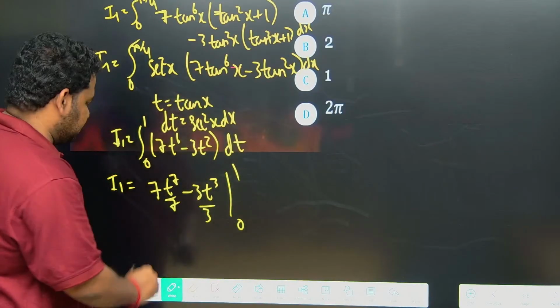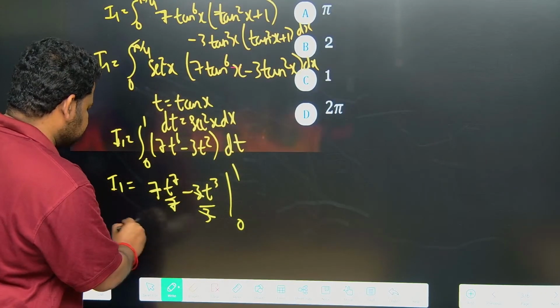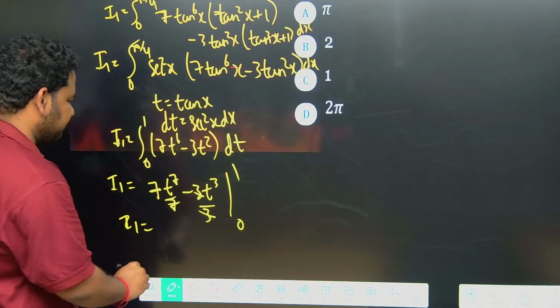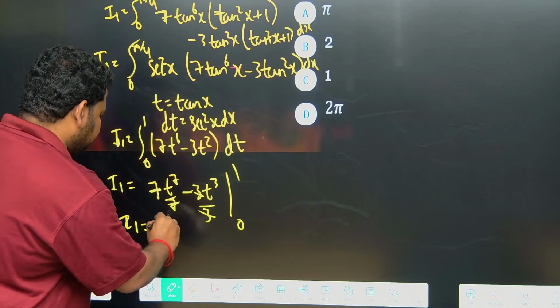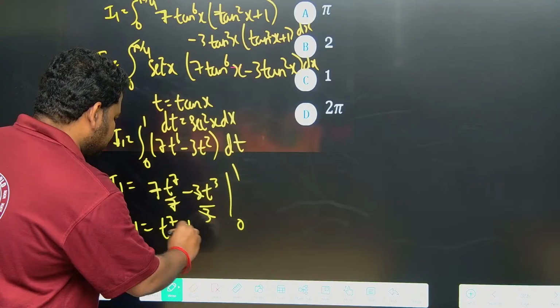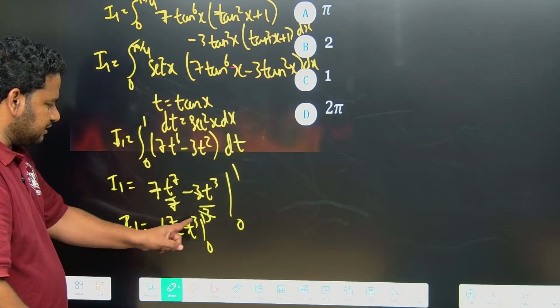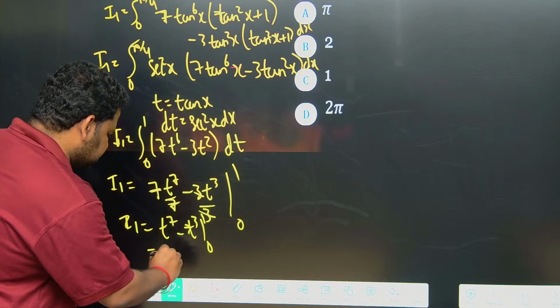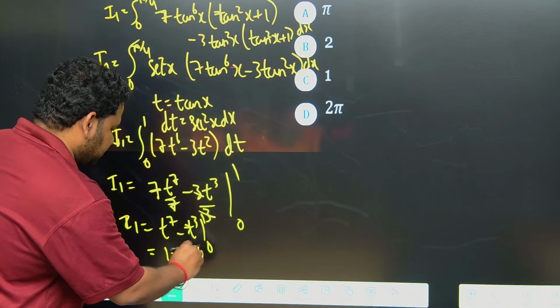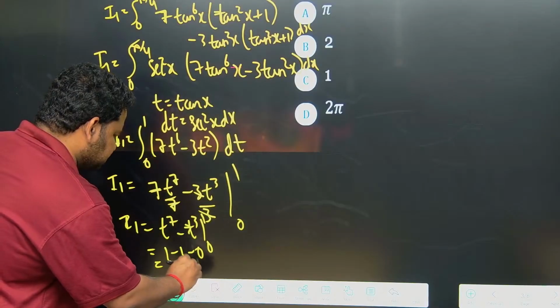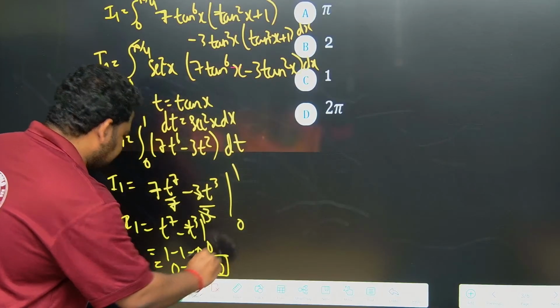From 0 to 1, 7 and 7 cancel, 3 and 3 cancel. I will be left with I1 equal to t^7 minus t^3, from 0 to 1. Now if I put 1, this becomes 1 minus 1, which is 0, and 0 minus 0 is 0 itself. So I got I1 equal to 0.